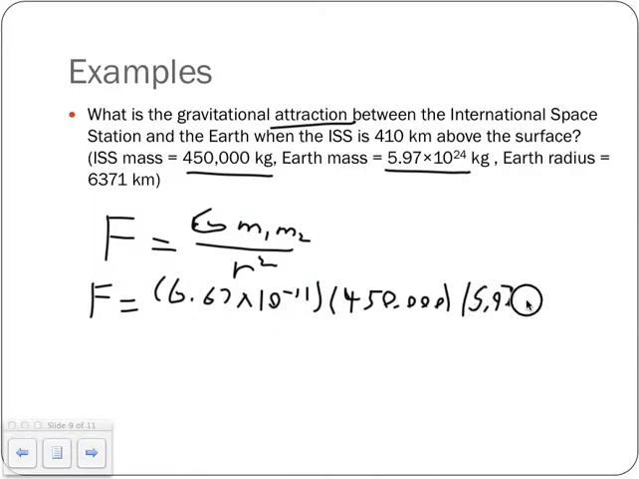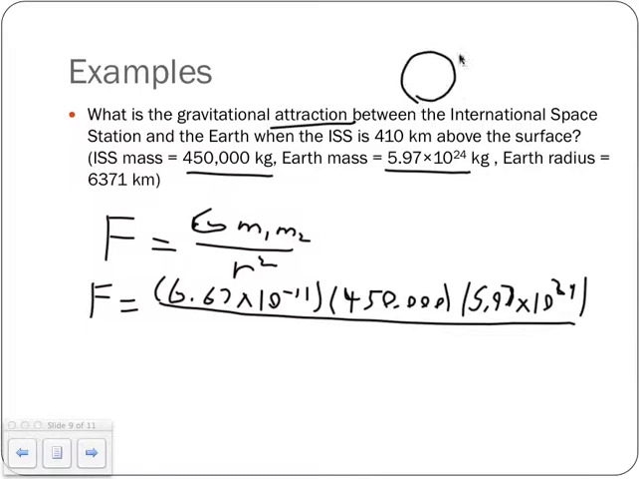5.97 times 10 to the 24th kilograms right in there. And we have to divide that whole thing by the radius squared. Now we want our radius to be in meters. Right now, the Earth is right here, the International Space Station is somewhere up there. To find that total distance, we want to go from center to center right up here.